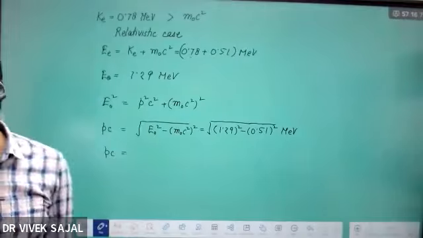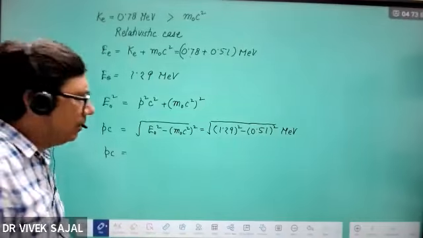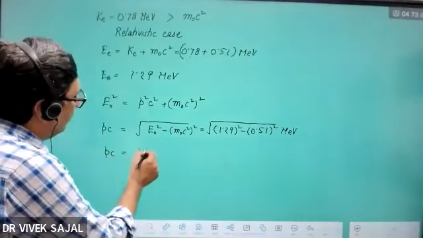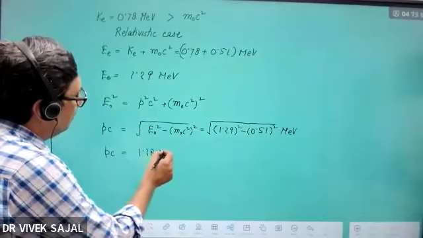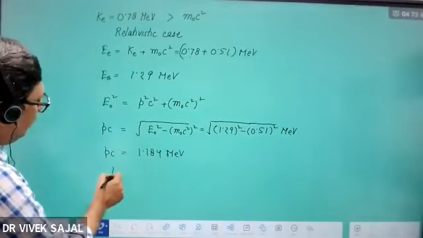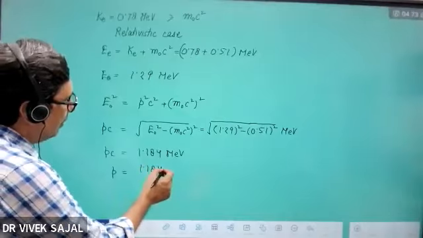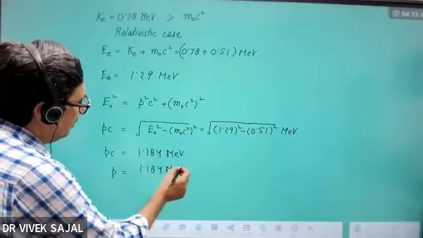What will be the value of PC? Calculate it. Okay, you square 0.51, so it will be 1.184 MeV. So this P will be 1.184 MeV upon C.